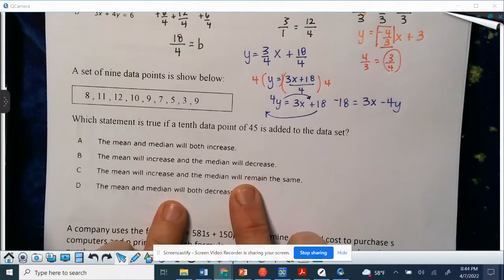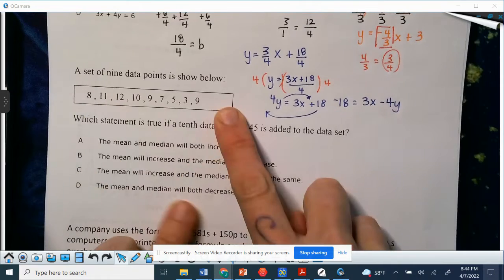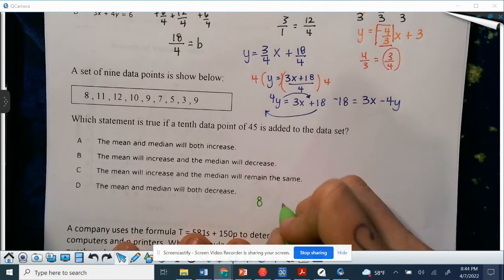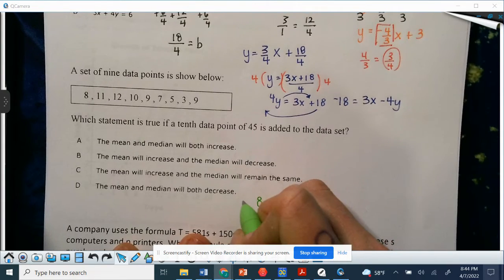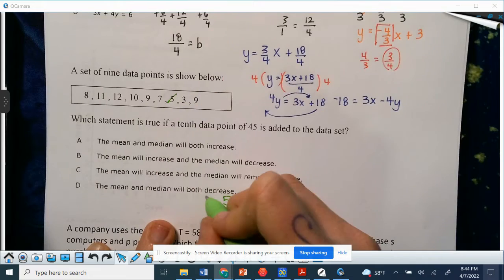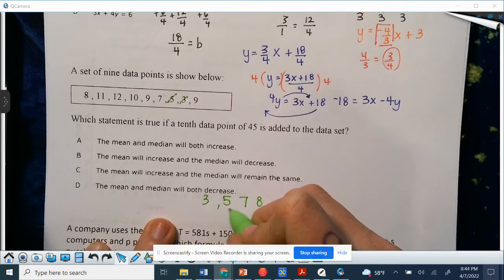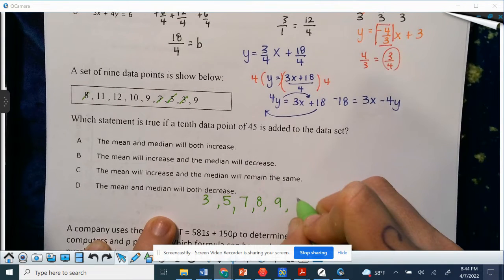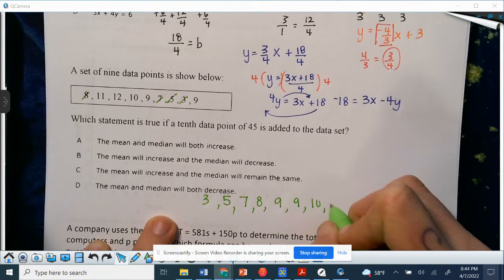All right, data again. So you're going to put all of our data into the calculator. Also, just for our conversation of mean, to make sure we remember in case this ends up on an inactive portion as well, I'm going to put it in order. So 3's first: 3, 5, 7, 8, 9, 9, 10, 11, and 12.